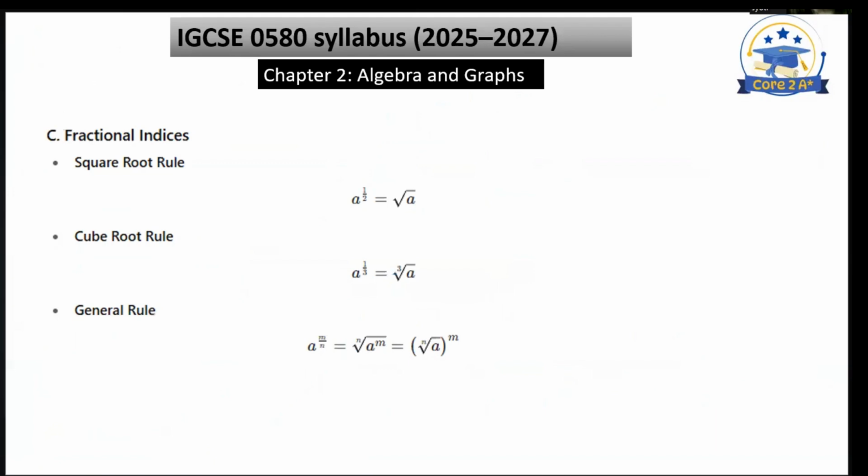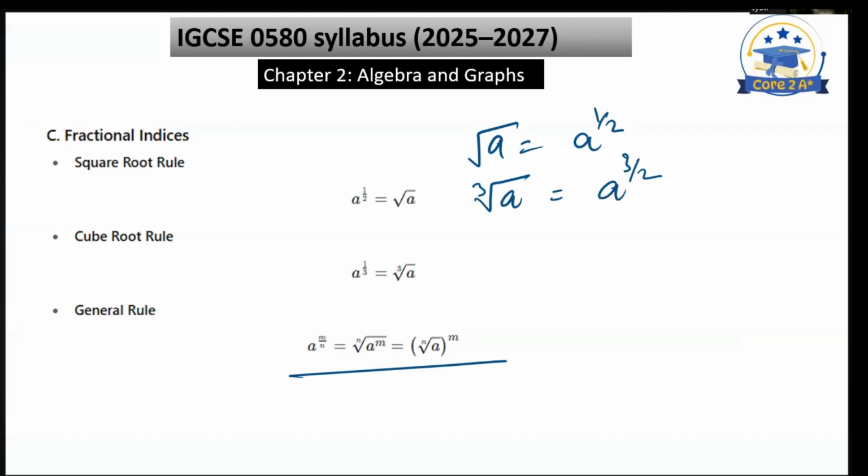Here the next, what is that? This is the rule, the square root rule. What is the square root rule? A to the power half means square root. A to the power 1/3 means cube root of a. The general rule is this. If you didn't get it, don't be worried. Suppose a square root means a to the power half. A cube root... a to the power 3 over 2.